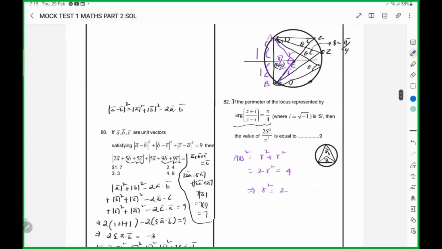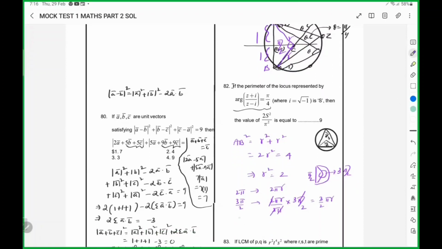Now, for 2 pi angle, it covers 2 pi r circumference, but here it is a major segment. This minor segment covers pi by 2 angle. This is 3 pi by 2. For 3 pi by 2, what is the perimeter it covers? It is 3 by 2 pi r.